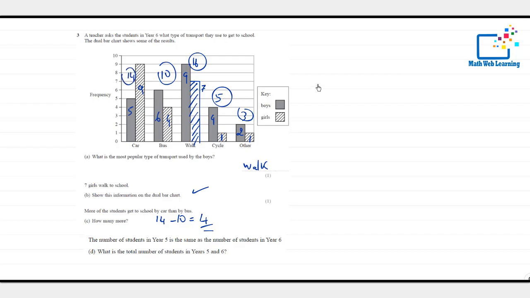So basically, we're going to do 14 plus 10 plus 16, all the circled ones, plus 5 plus 3, I apologize. So 4, 6, 10, 10 and 8 is 18. Carry the 1, that gives 48. Times it by 2 is 96. So the answer here is 96 students in year 5 and year 6. All right, next question is question 4.